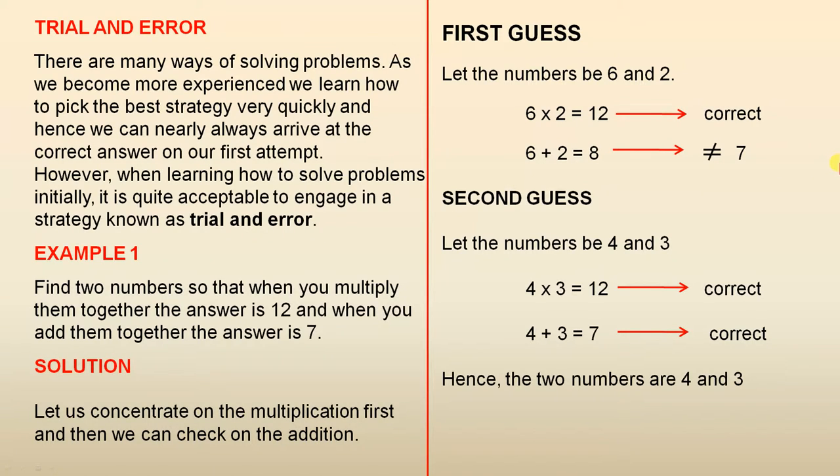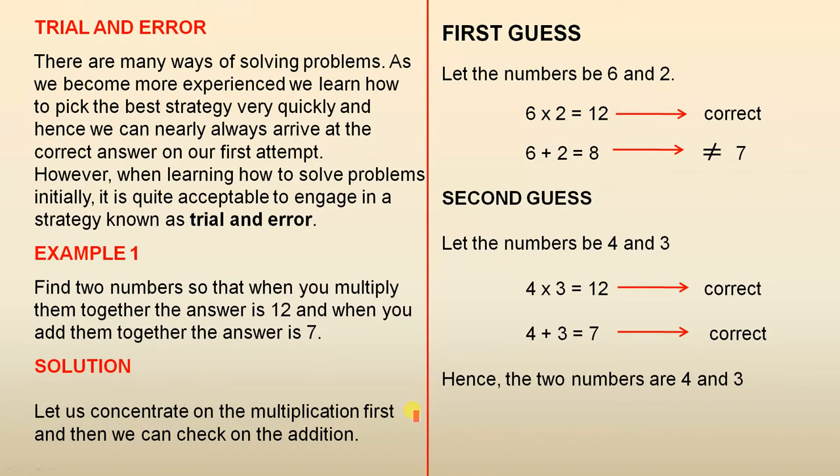However, when learning how to solve problems initially, it is quite acceptable to engage in a strategy known as trial and error. So let's have a look at some examples, how we use this little strategy, and here's example 1. Find two numbers so that when you multiply them together, the answer is 12, and when you add them together, the answer is 7. So here's the solution.